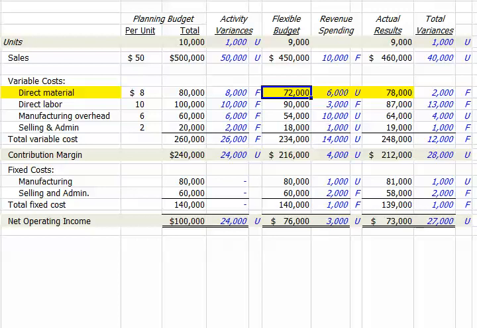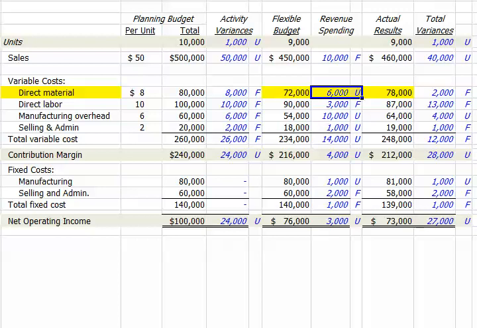Recall the $78,000 was what it actually cost us to produce 9,000 units, and the $72,000 was what it should have cost us to produce the 9,000 units. That was the 9,000 units times a direct material cost of $8 per unit. And we ended up with a $6,000 unfavorable spending variance.